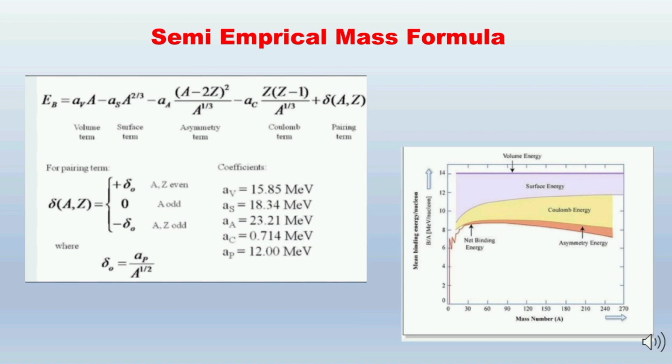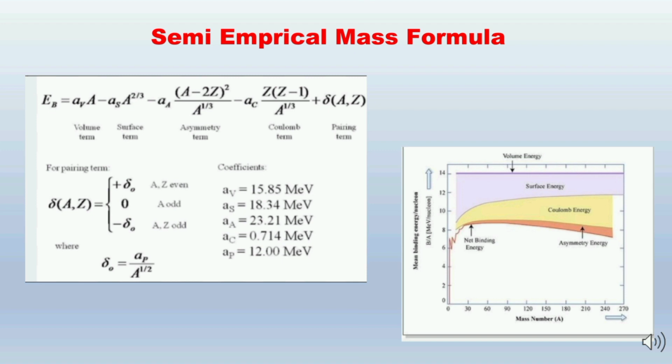The third one is the electrostatic repulsion term. This electrostatic repulsion between each pair of protons in a nucleus also contributes towards decreasing its binding energy. The fourth term is the asymmetry term. It arises from the lack of symmetry between the number of protons and the number of neutrons in the nucleus. If protons and neutrons are equal inside the nucleus, the stability of the nucleus is maximum. If not, the stability of the nucleus decreases. The decrease in the binding energy that arises from this is called the asymmetry energy.